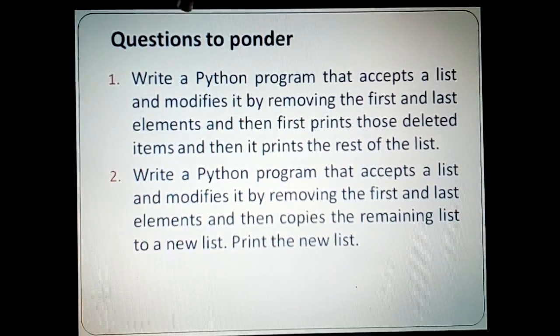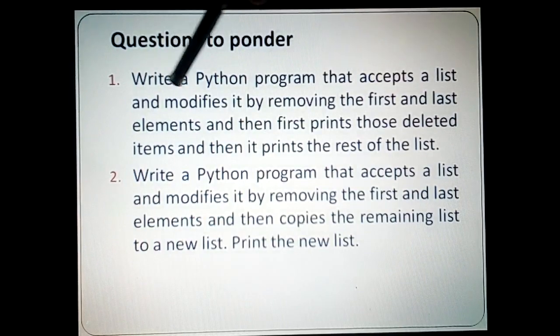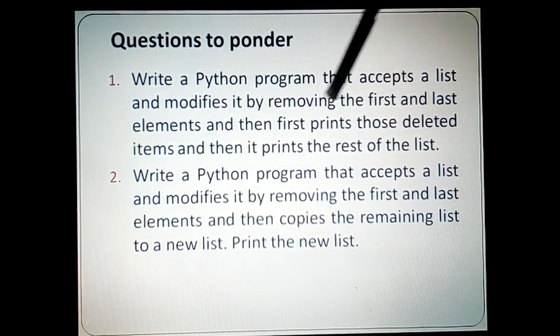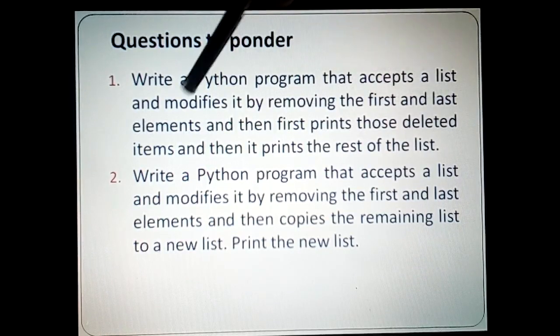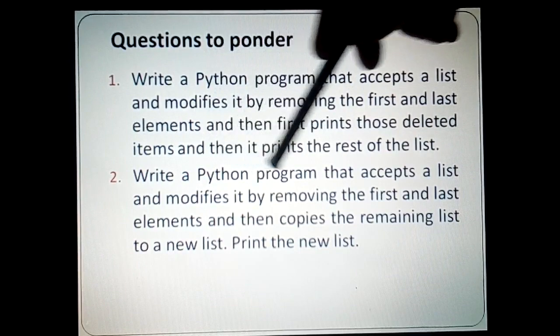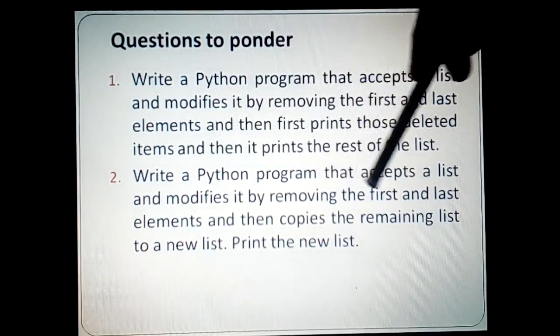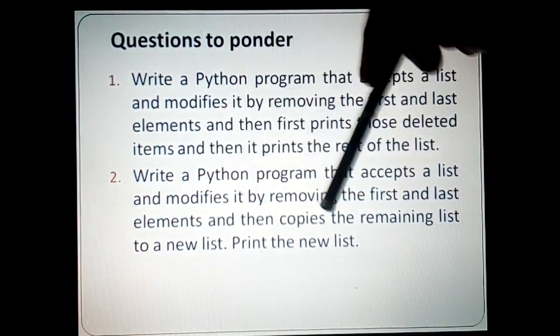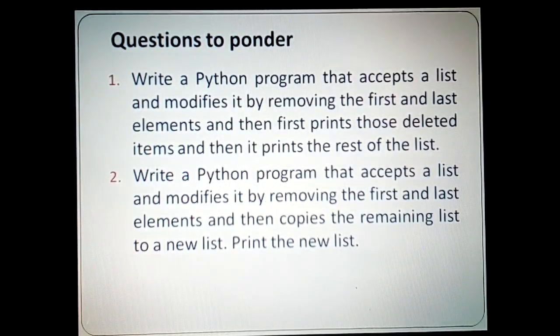So these are the two programs, that is a program to accept a list and modify it by removing the first and the last elements, and then first print those deleted items and then print the rest of the list. This is the first program. And then the second program is to modify it by removing the first and last elements and then copy it into another list and print the new list. So these two programs, you can give it a try so that we can discuss it in the next session.